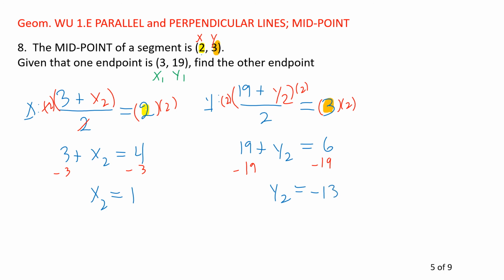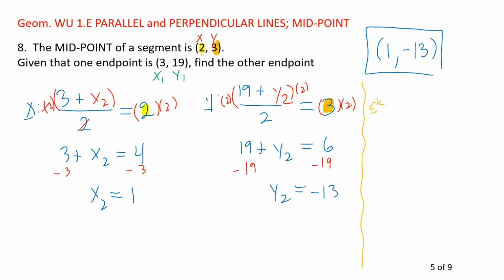so x sub 1, x sub 2, y sub 2, there's my answer. It wouldn't hurt to do a quick check. X, if I said 1 plus 3 divided by 2, does that really equal what I meant for it to be? It does. And if I say 19 plus a negative 13 divided by 2, does that really equal that? It does. So looks like we're good. And that's that.